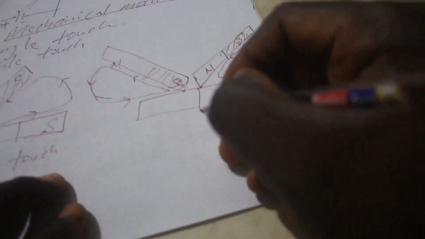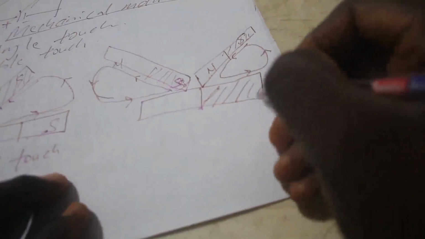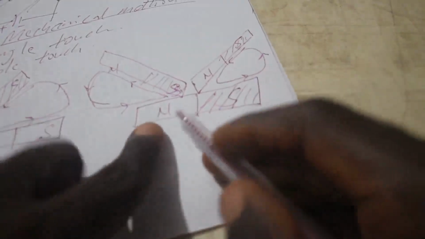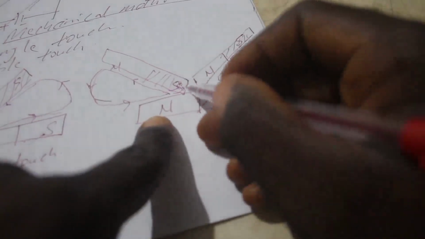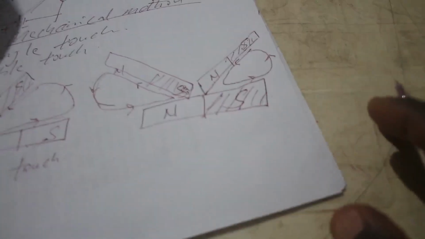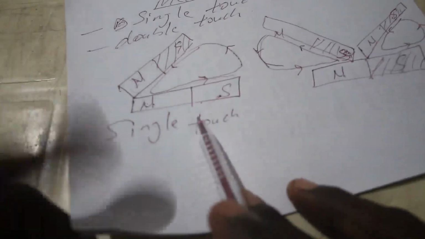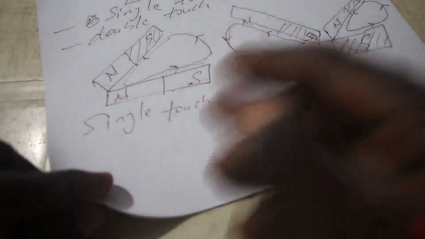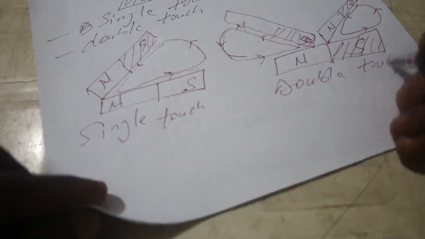Now, after everything, this side will acquire the South Pole, while here will acquire the North Pole. The poles that will be acquired here will be that which is opposite to the pole used to stroke that end. You see? So this is how to make a magnet using, number one, the electric method, and then the second one, the mechanical method. And this one is called a single touch, and then this one is a double touch.